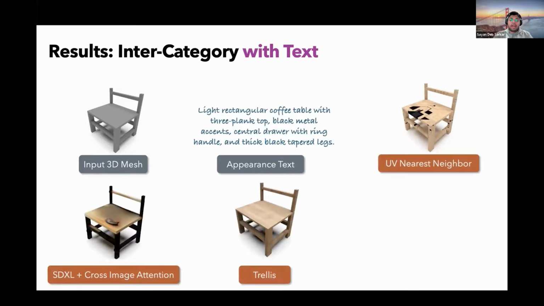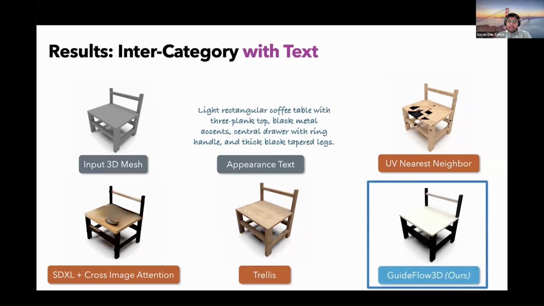So what we realize here is that UV nearest neighbor and SDXL do produce good results. The UV nearest neighbor result in this case is one of my favorite results because it's extremely visually appealing, but it doesn't follow the prompt at all. With Trellis, you get a very blurred version of the texture that you're looking for. I mean, it does happen, right? But what you don't get here is the fine-grained detail. Again, you do not get these thick, black, tapered legs. You just get the light rectangular coffee table with 3 plank tops. So what it probably does is produce a wooden texture all over the place, right?